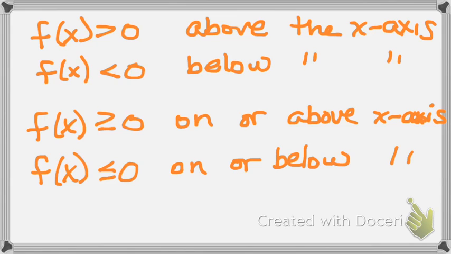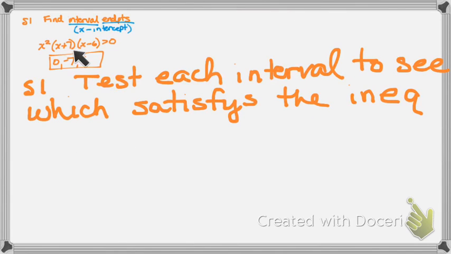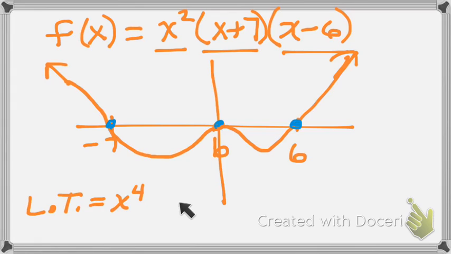Does that make sense? Okay? So what case do I have here? I have a greater than 0. So that means what? Above the x-axis. So when I look at this picture, where is this picture above the x-axis? From negative infinity to -7, and from 6 to positive infinity. So I'm going to use a different color to code this.